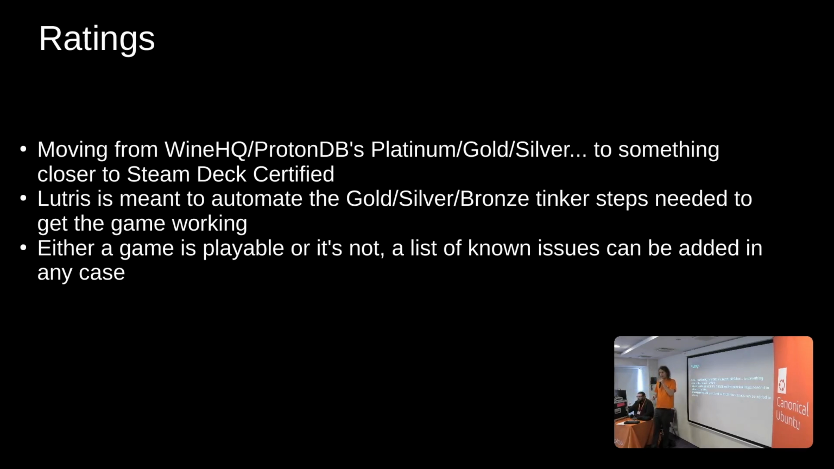Another thing that we're going to be improving in Lutris is the system of ratings. There is some code that implements ratings, but in the beginning we were doing the same thing as WineHQ, with the platinum, gold, silver system and garbage and everything. We want to move away from that, because the whole point of Lutris is to automate the steps that we would have to do for the games that would be rated gold or silver. Those games need manual steps to get running, but that's the whole point of Lutris, to automate those steps.